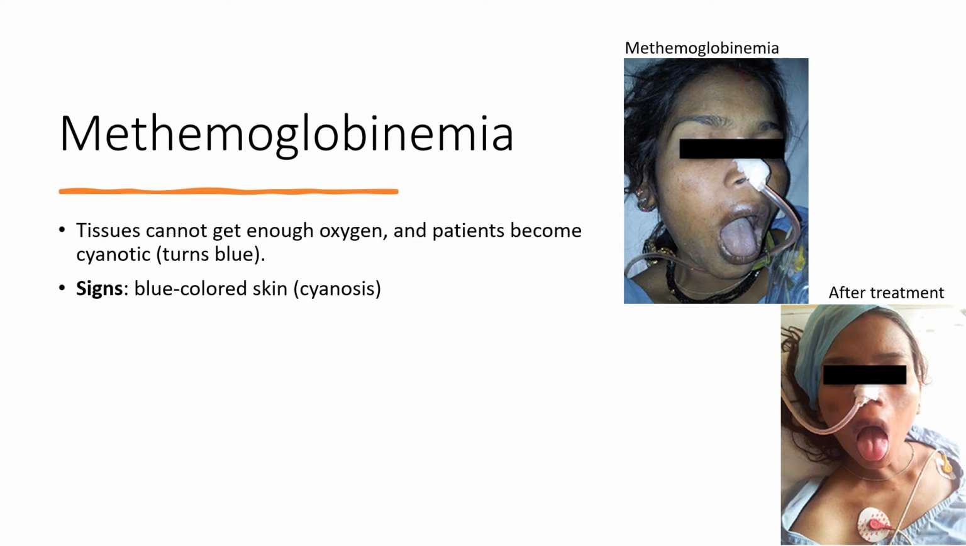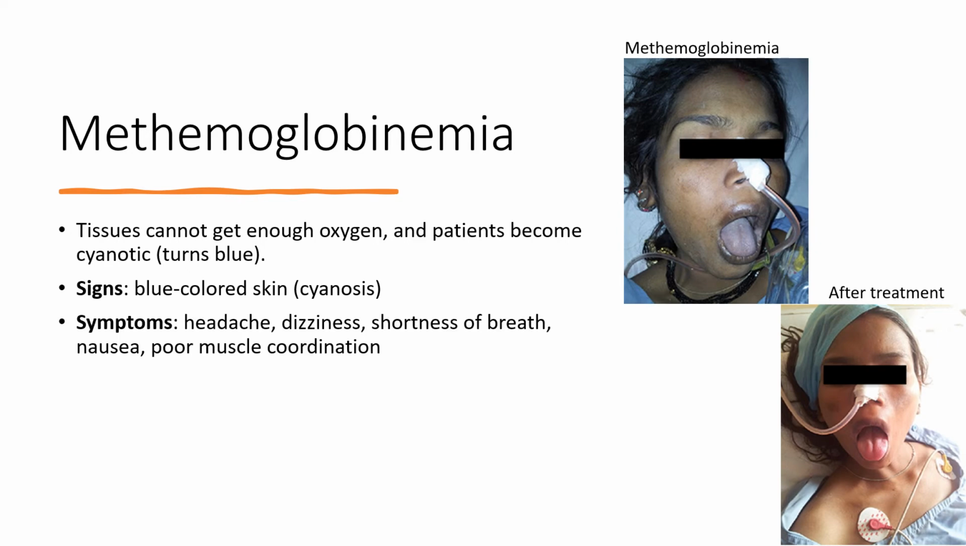So the signs, of course, include discoloration of the skin, so a bluish discoloration. Symptoms may include a headache, dizziness, shortness of breath, nausea, difficulty coordinating your muscles. And if it's severe, patients can have seizures, arrhythmias, and die from this.